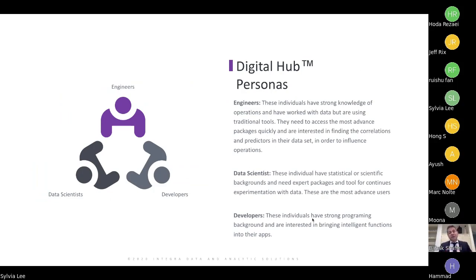We enable engineers to access some of the latest and greatest tool sets that are available in the open source community. Then data scientists, who have the specific statistical and scientific background. We've created and need expert packages fairly quickly, and Digital Hub has the ability to bring in all the innovation fairly quickly. Plus the developers who are actually building maybe some intelligence into their platform. These are the three specific types of individuals and personas that we're catering our Digital Hub to. Next slide, please.